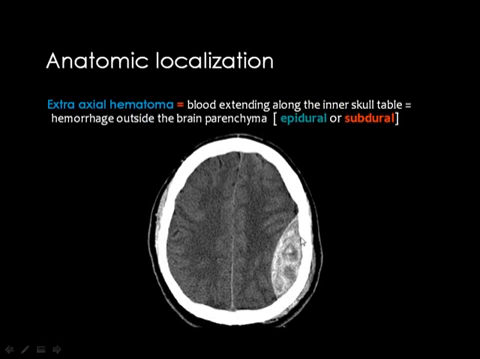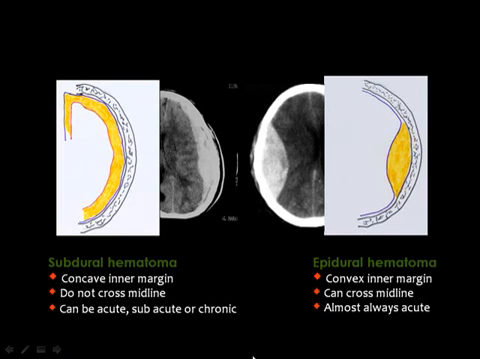Then look at this hematoma, and you see this hemorrhage is adherent to the skull and extending along the inner skull table. Then this hemorrhage will be outside the brain parenchyma. And there are two sites for hemorrhage outside the brain, the epidural site and the subdural site. Then how can you discriminate between both? This is a very easy procedure. Just look at the inner margin of the hematoma.